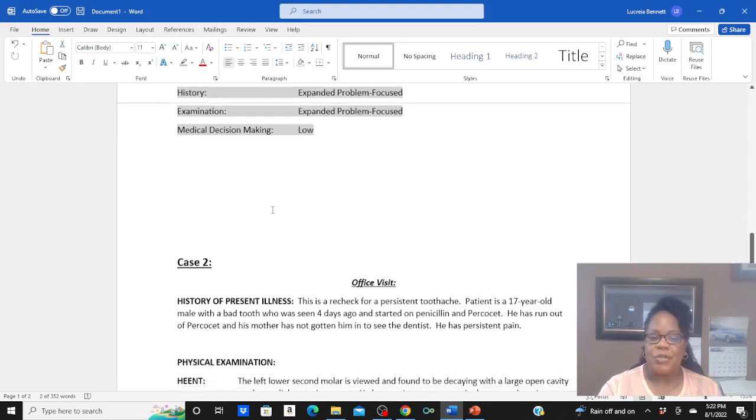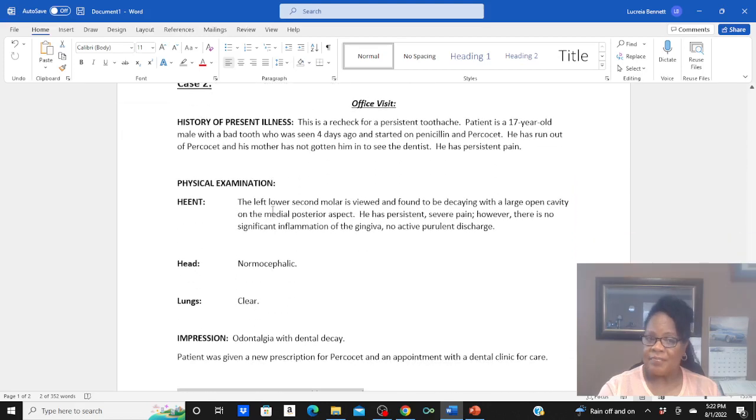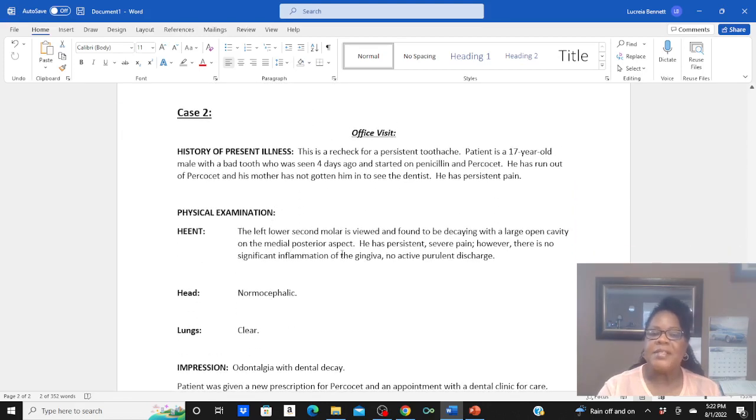All right, case two is an office visit. History of present illness. This is a recheck for a persistent toothache. Patient is a 17-year-old male with a bad tooth who was seen 4 days ago and started on penicillin and Percocet. So notice this is a recheck office visit. New or established? He's run out of his Percocet and his mother has not gotten him in to see the dentist. He has persistent pain.